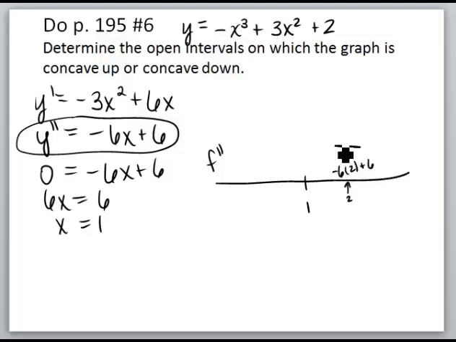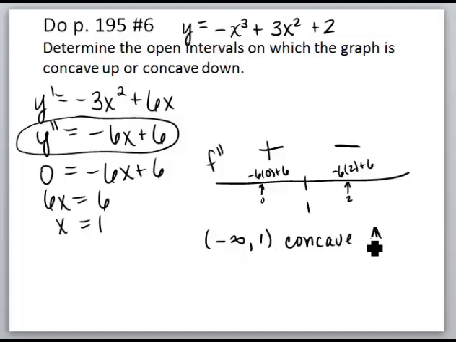That gives me a negative value. And then right here, when I plug in 0, I have negative 6 times 0 plus 6, which gives me a positive. So that means my interval of concave up is from negative infinity to 1. So it is concave up here because the second derivative is positive. It is concave down from 1 to infinity because my second derivative is negative.